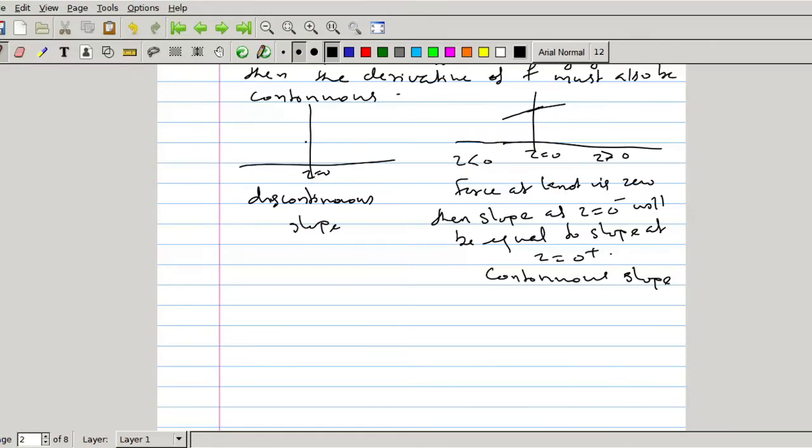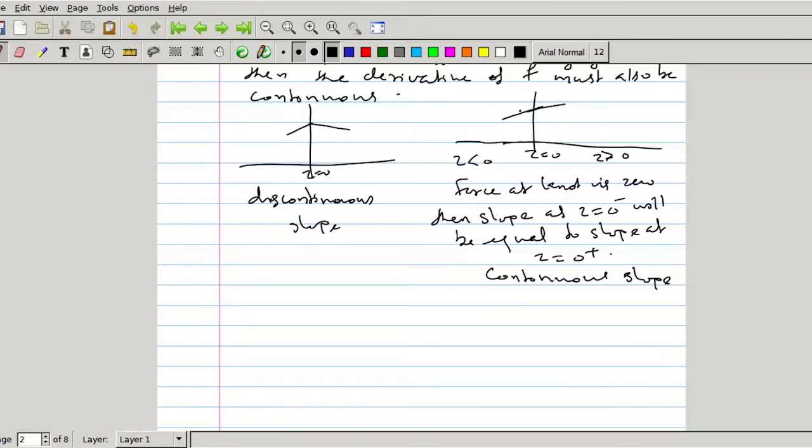This is z equal to 0. Here the slope will be like this, and here the slope will be something else. That means this slope and this slope are different. If these two slopes are different, then there must be a force. We are assuming that there is no force, so the slope should be continuous and it should be like this.